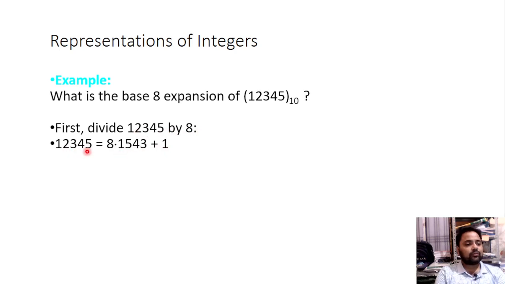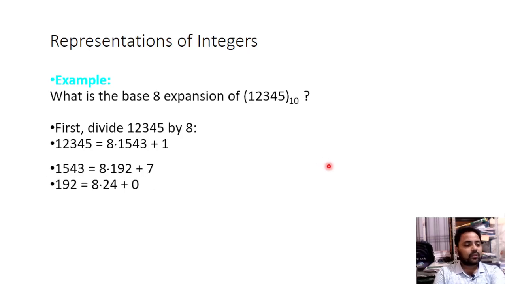Here 12345 is the dividend, 8 is the divisor, 1543 is the quotient, and 1 is the remainder. So here 1543 is equal to 8 times 192 plus 7. Same, 192 is equal to 8 times 24 plus 0. We are dividing basically again and again by 8.